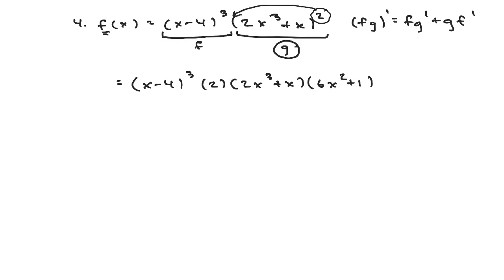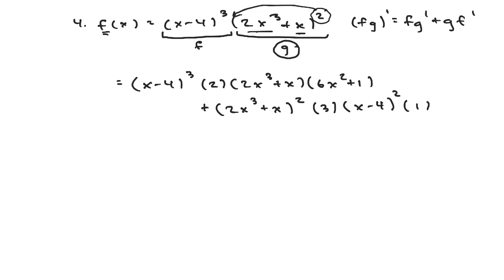And then we multiply by the derivative of the inner function, and the derivative of 2x cubed plus x is 6x squared plus 1. Then I'm going to write my second function, which is 2x cubed plus x quantity squared, and I'm going to multiply that by the derivative of the first. So I'm going to move the 3 down in front, and then times x minus 4 squared, because I bump the exponent down by 1, and then I can multiply it by the derivative of the inner function, which is just 1.